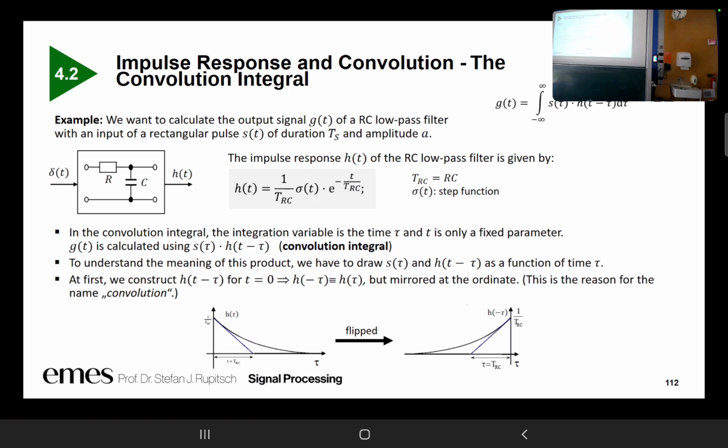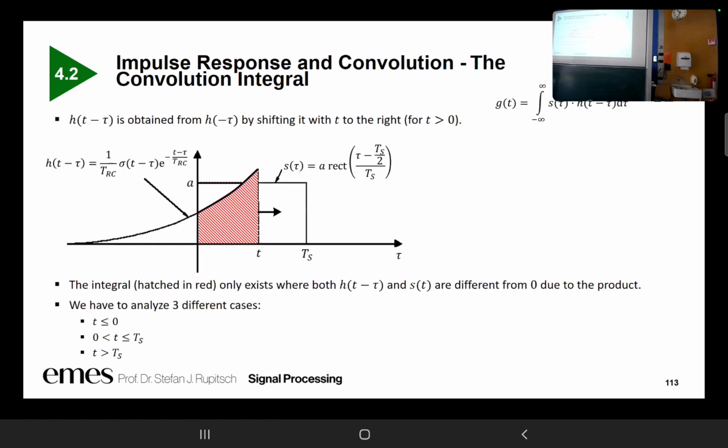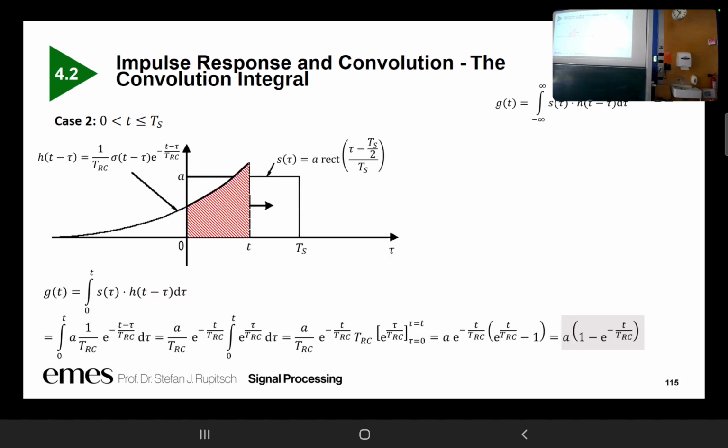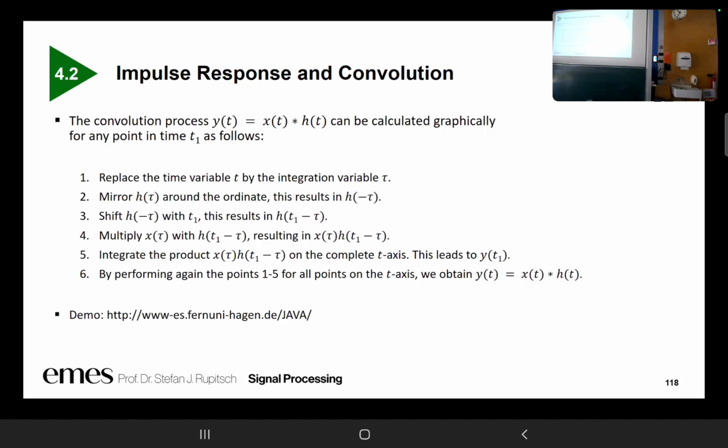Do you have questions? This is the basic procedure to calculate the output of such a system. Do you have questions, guys? No. To calculate the output of the system, due to a variable input, and how we can do this in a graphical way. And here are the main steps.